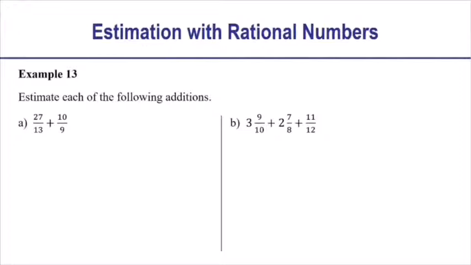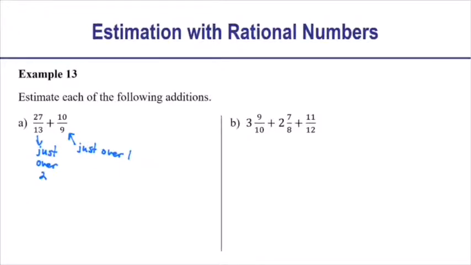And what we want to do is start by thinking about how many times 13 goes into 27. Well, 13 times 2 is 26. So 13 goes into 27 just a little more than twice. So this is a little over 2. And then this is 10/9. So 9 goes into 10 one time with 1 left over. So this is like 1 1/9. Or if we estimate, it's just a little over 1.